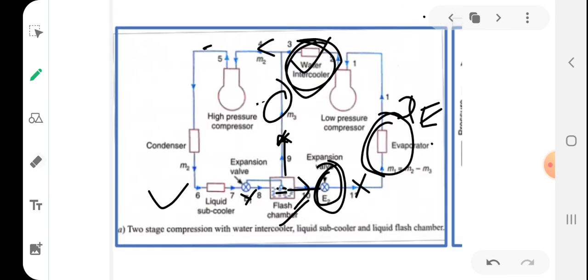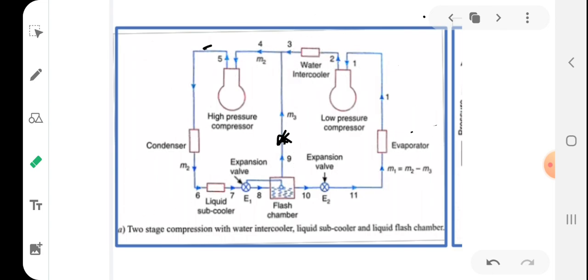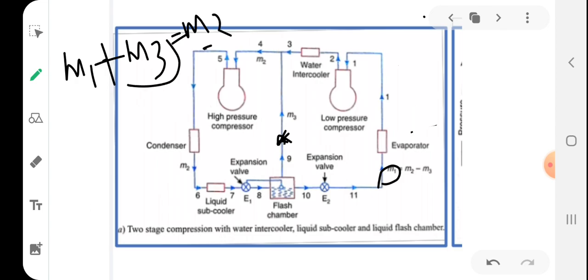So through the evaporator you can see M1 amount is passing. So M1 plus M3 equal to M2, right? M3 is the amount of vapor coming from the flash chamber and getting mixed with the stream coming from the water cooler, which is M1. So M1 plus M3 is equal to M2.